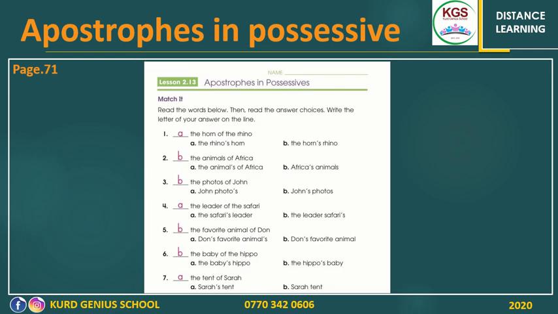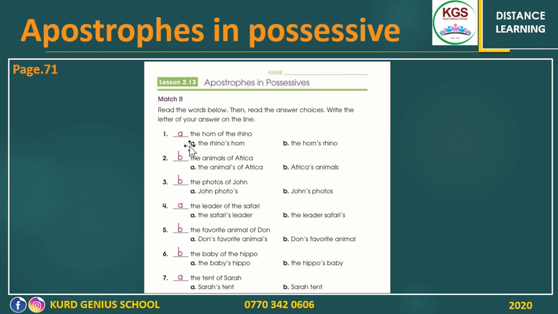Then on page 71, read the words below, then read the answer choices. Write the letter of your answer on the line. We have an activity which starts from number 1 and ends in number 7. We will read all the phrases below here, then we will look at which of them is going to be the possessive of this phrase. So we just write down the letter. This is like a homework that you can do on your own, and you can recheck your answers here, but we are going to do some of them together now.